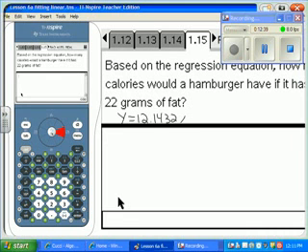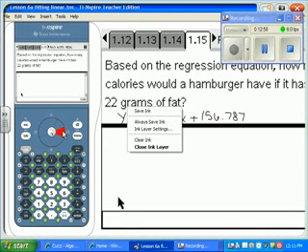12.1432x plus 156.78. Okay, so here's our regression equation, right? I want to know when there's 22 grams of fat, how many calories do I have? So what am I looking to do here? Are you going to substitute x for 22? Good, you're going to substitute 22 in for x.